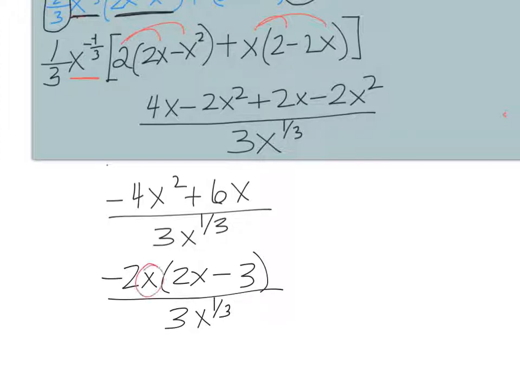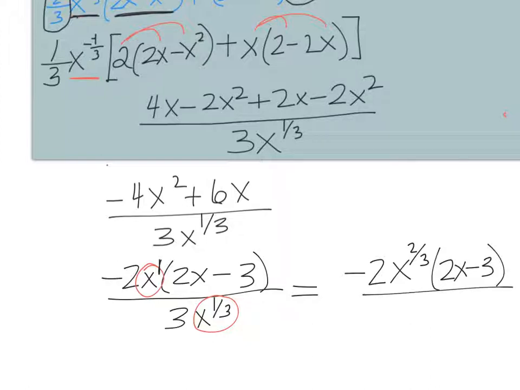Now I have an x here and an x here. I could combine them. That was x to the power of 1. So what I can do is get rid of x to the power of a third on both the top and the bottom. If I take away a third from the top, I get 2/3. And if I take it away on the bottom, I get 0. So it would end up looking like that.